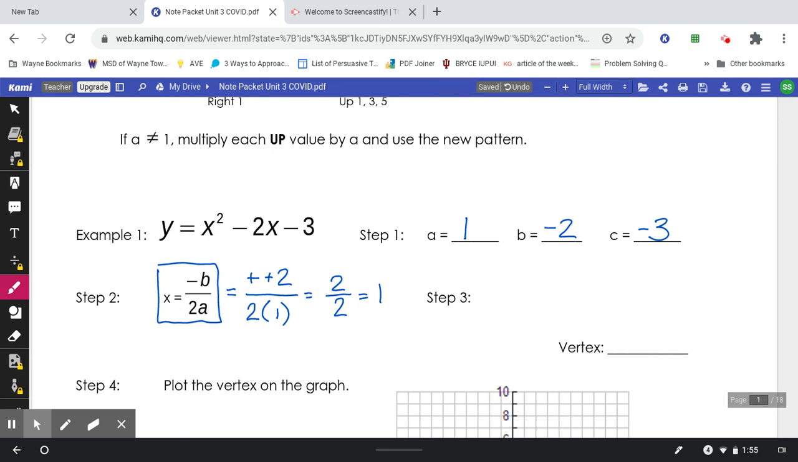Step 3 tells me that I need to plug in that answer for x, 1, into the equation every time I see an x. So I'm going to plug it in right here for the x and right there. 1 squared minus 2 times 1 minus 3. At this point, I would grab your calculator. Remember, you downloaded the calculator app, or you can use one that you have on your own. But just go ahead and type that in. 1 squared minus 2 times 1 minus 3. And writing it with the parentheses is the best way to do it. You should be getting an answer of -4.